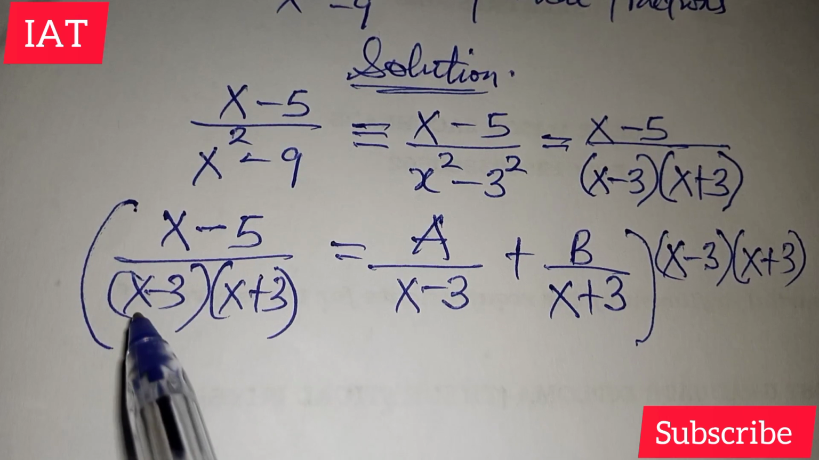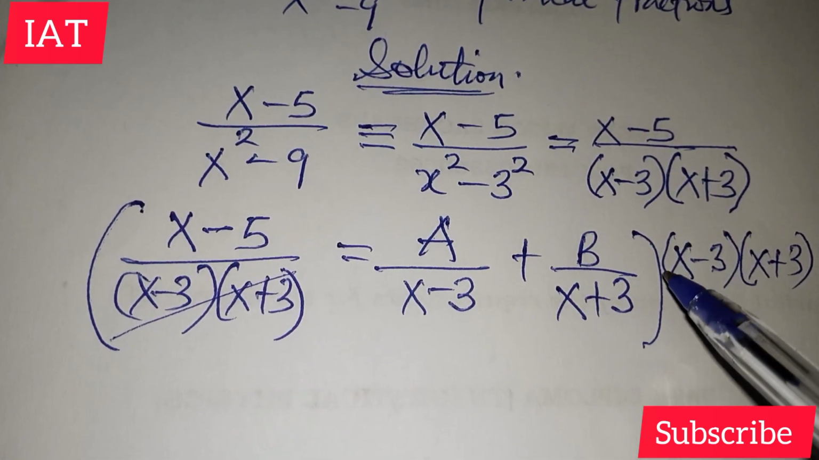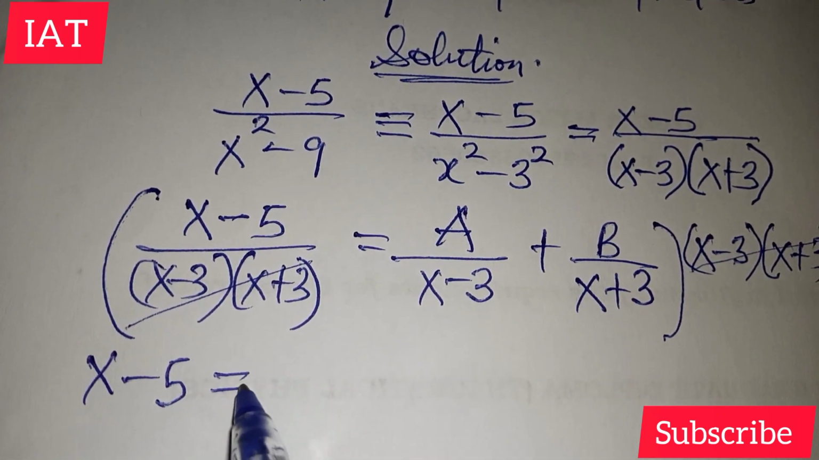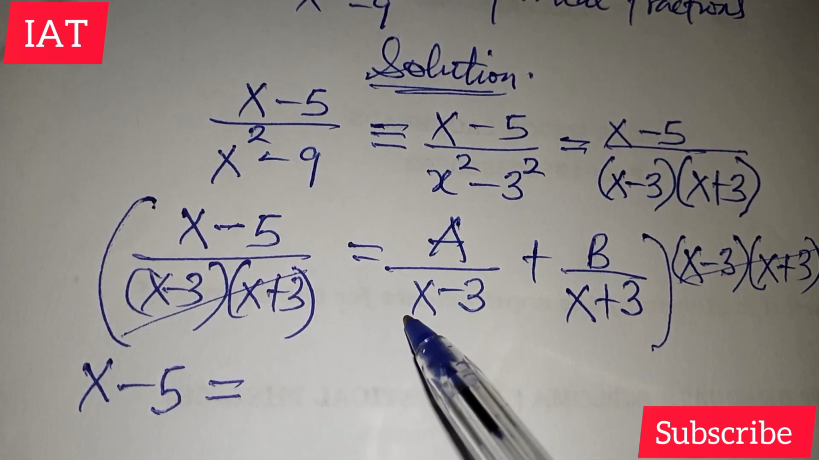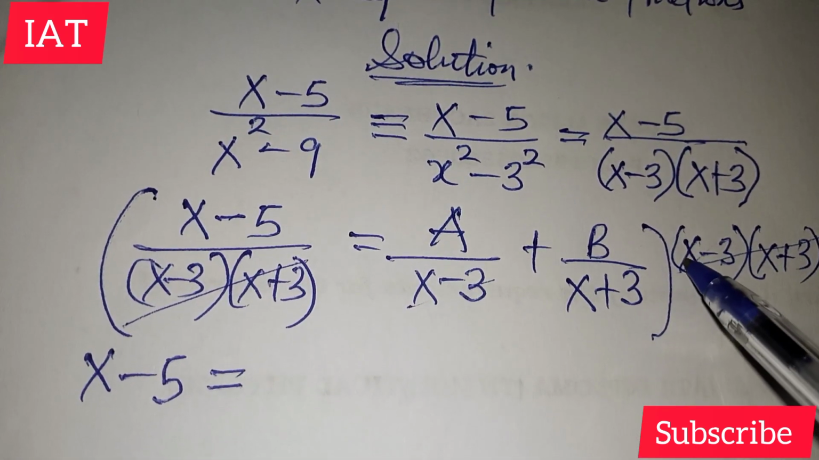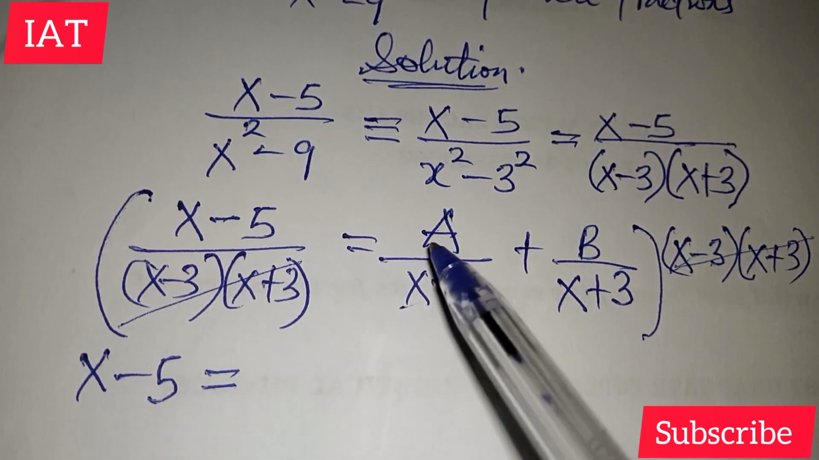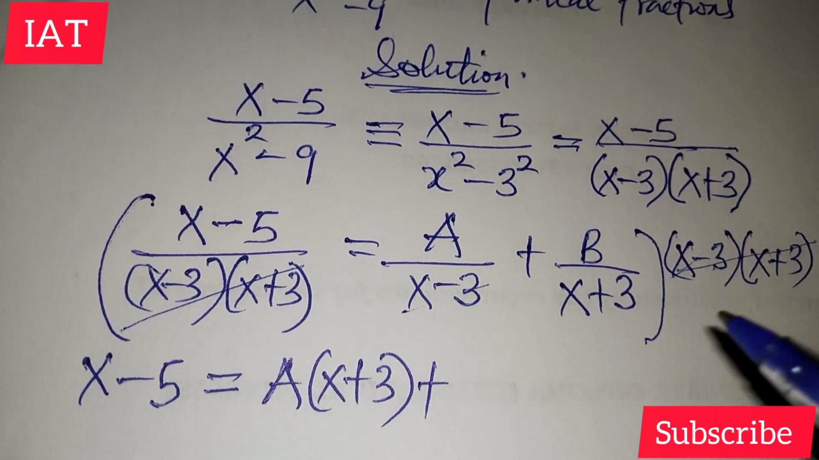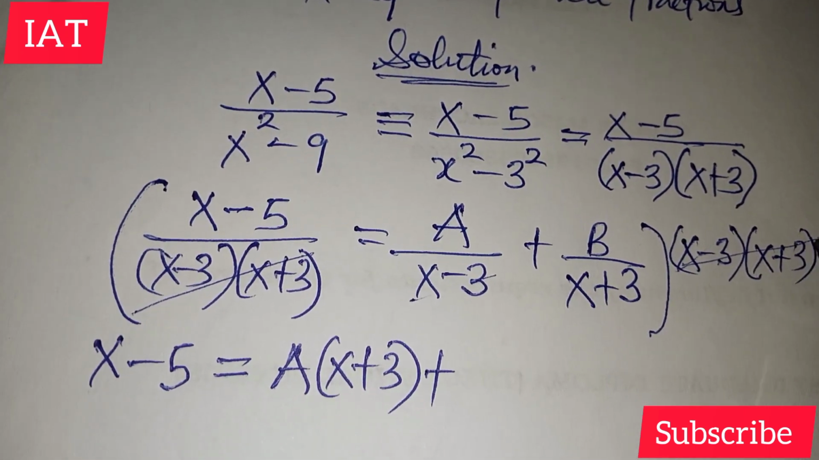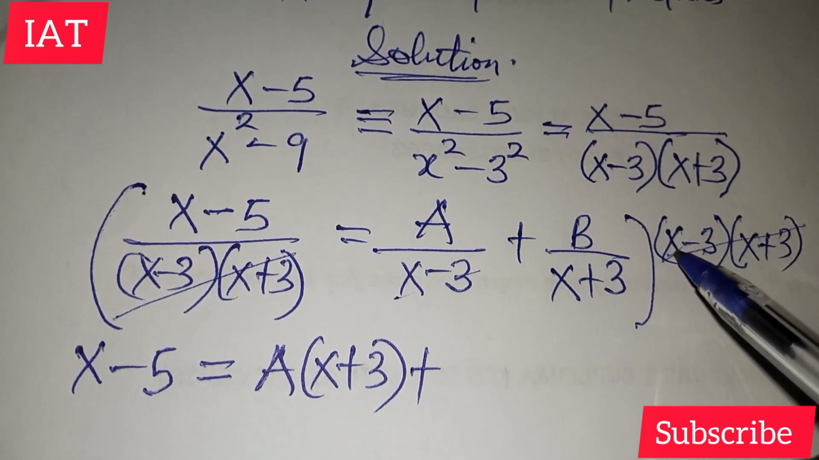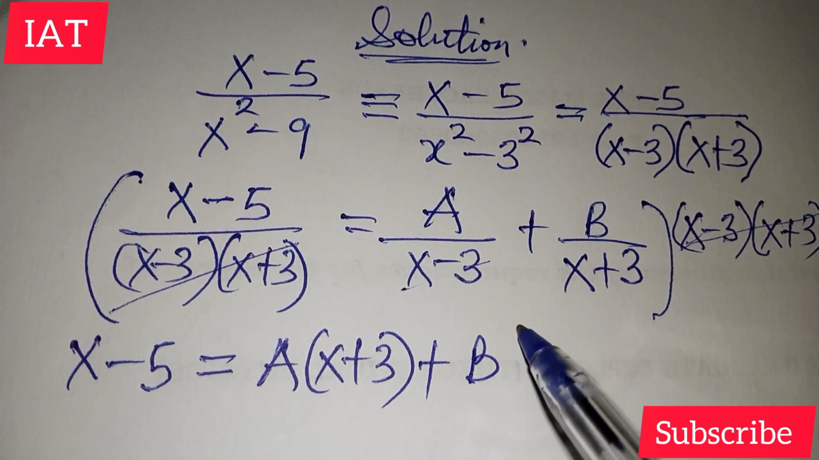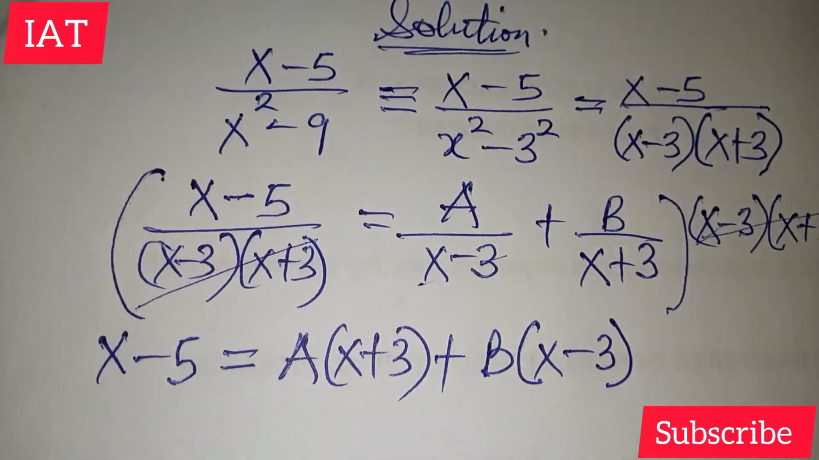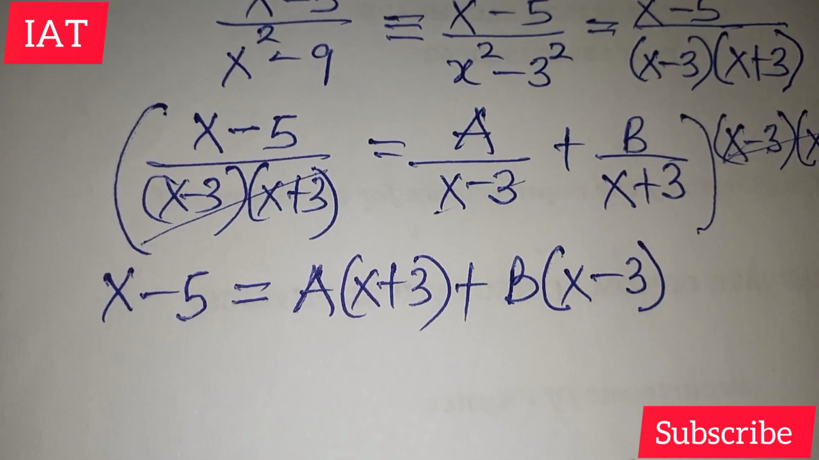So this essentially means that if this cancels out with this, what will be left is x - 5 equal to, if this cancels out with this particular one, we'll have x + 3 left multiplied by A. So we have A(x + 3) plus, if this x + 3 cancels out with this x + 3, you have x - 3 left, and if that multiplies by B, you have B(x - 3). Alright, now we're able to make the expression look in this linear form.